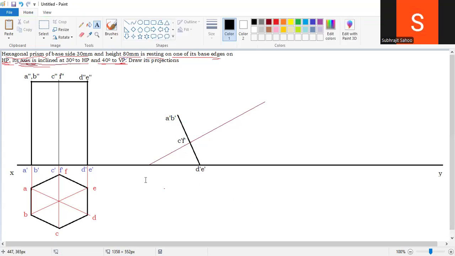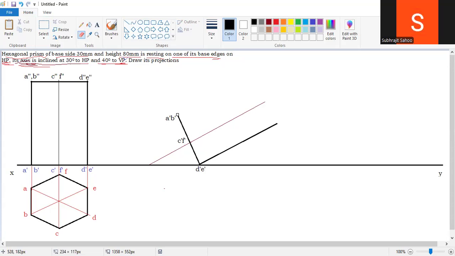Sir, what is the next step? Next step, measure D dash to D double dash or E dash to E double dash. Measure, and keeping parallel with this line, draw the line here. Right? So here to here, what is the distance? Here to here distance is the C double dash to C dash distance. So from C dash, that much distance, C double dash will come here.